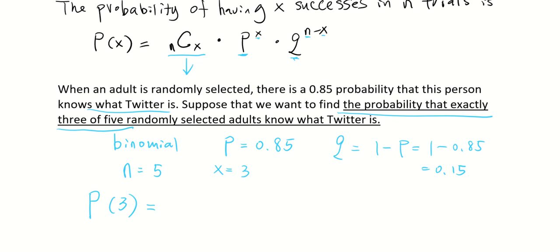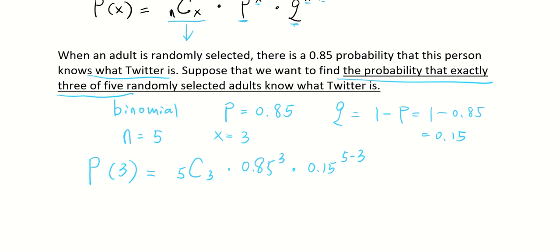So P of 3 equals, according to the formula, the combination of, okay, n here is 5, so the combination of choosing 3 items out of 5, times P, where P here is 0.85, to the power of x, x is 3, times Q, Q is 0.15, to the power of n minus x. N is 5, x is 3, so 5 minus 3, which is 2. Okay, let's do the calculation here.